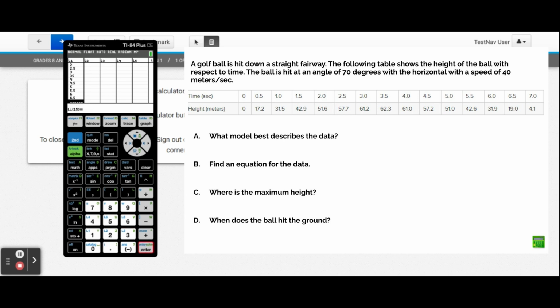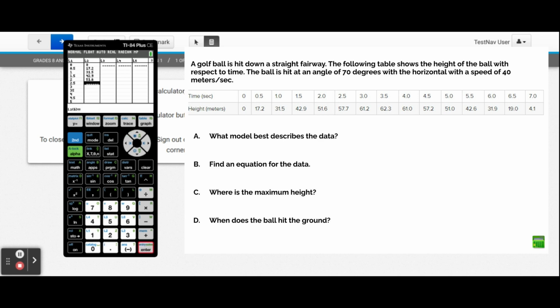Am I missing any 7? All right. Okay, I don't see any issues there on the left side. So 0, 17.2, 31.5, 42.9, 51 points. Oh, close one. 51.6. That's a 5. Ugh.